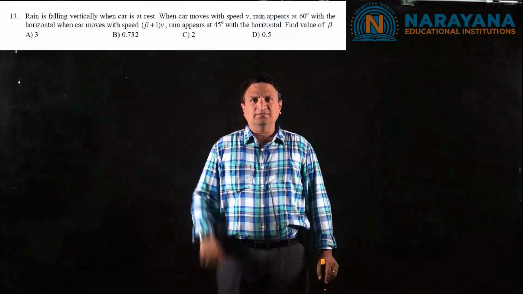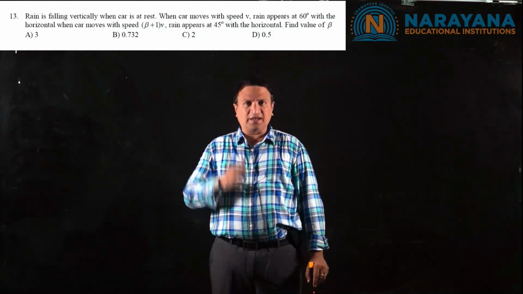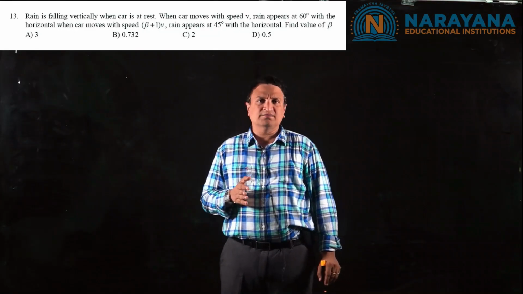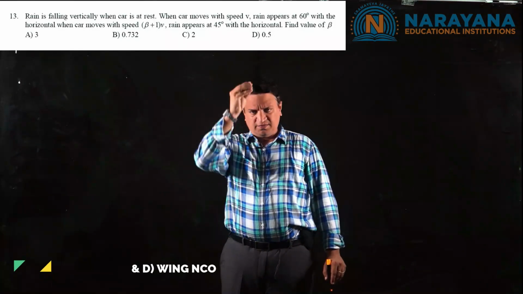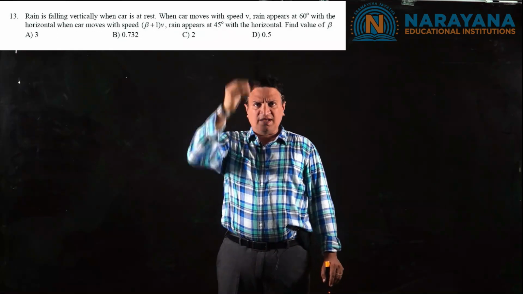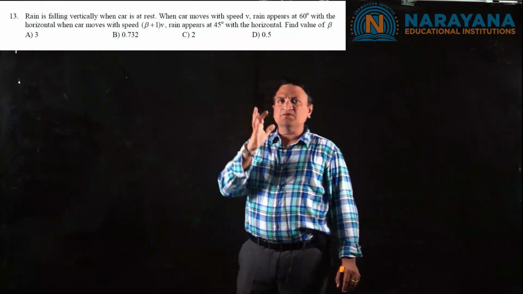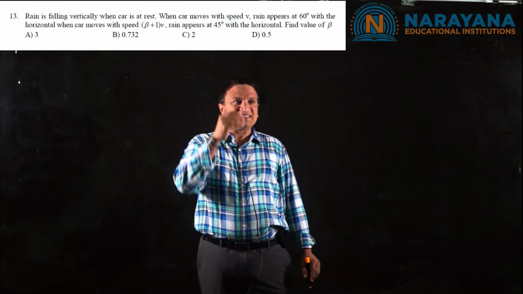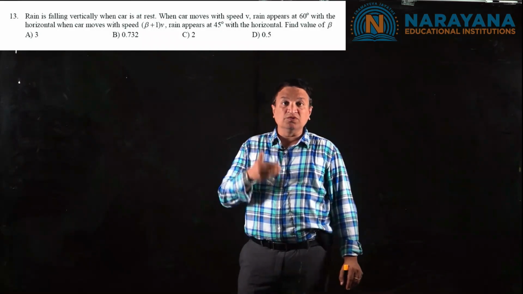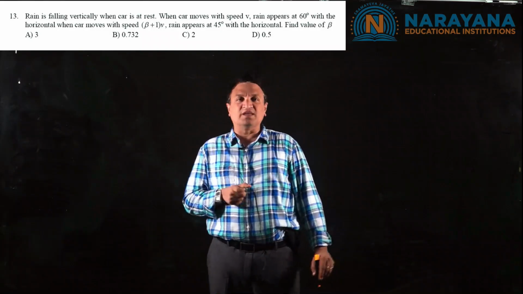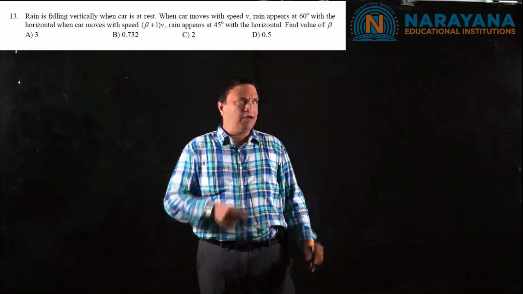In this question, it is a question from kinematics, relative motion. Rain is falling vertically. When the car is at rest, definitely with respect to ground, the velocity of the rain is vertically downwards. When the car moves with the speed v, rain appears at 60 degrees with the horizontal. When the car moves with the speed beta plus 1 v, it appears at 45 degrees with the horizontal. I will explain it like this.